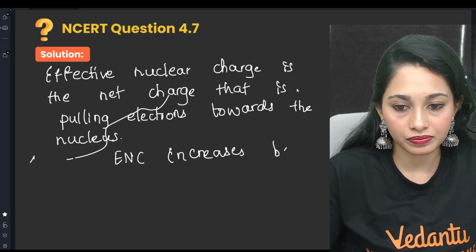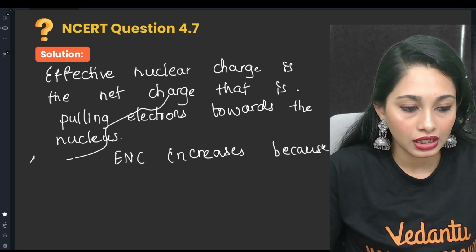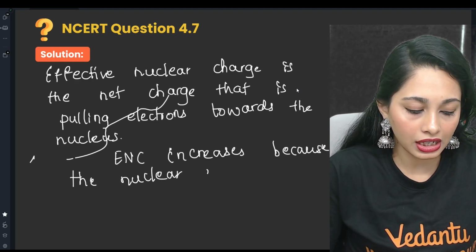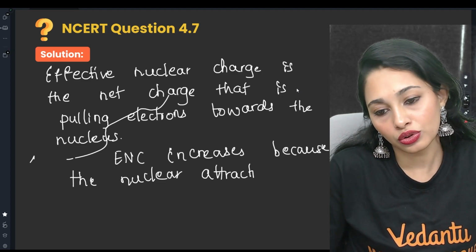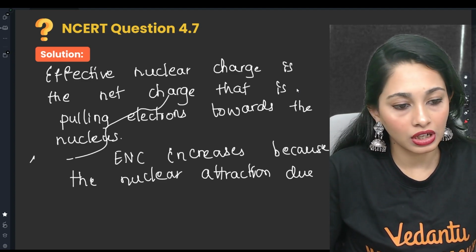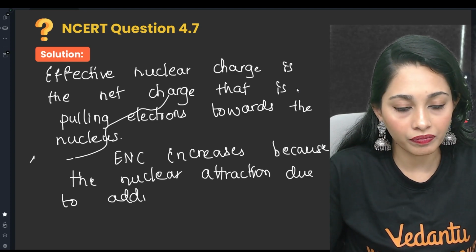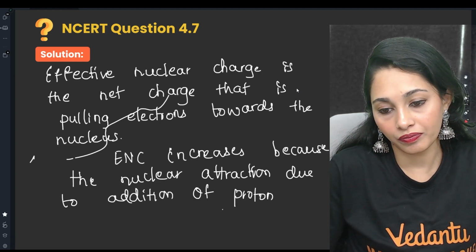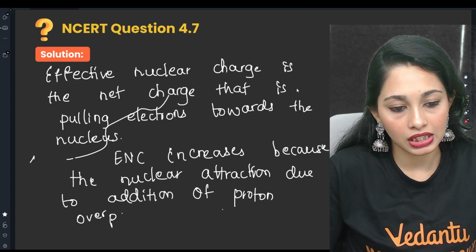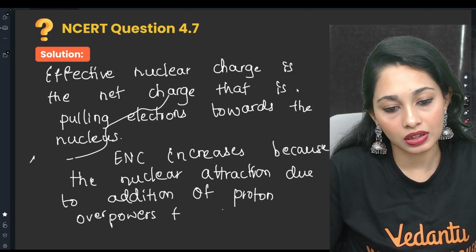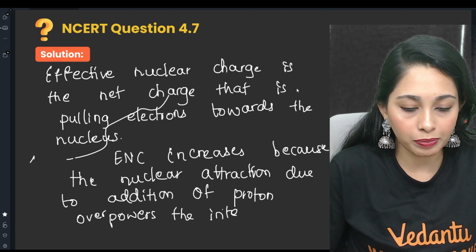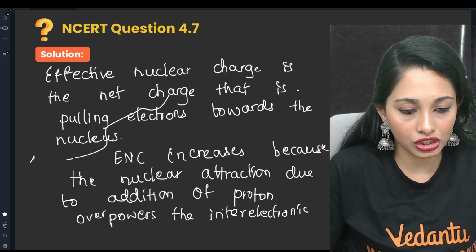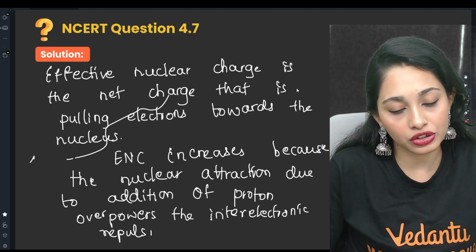Effective nuclear charge increases because the nuclear attraction due to addition of protons overpowers the interelectronic repulsion due to addition of electrons.